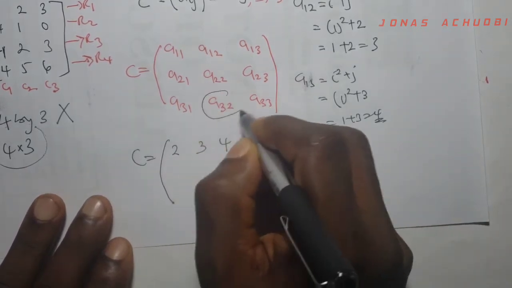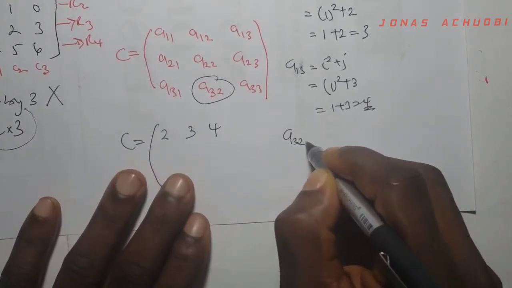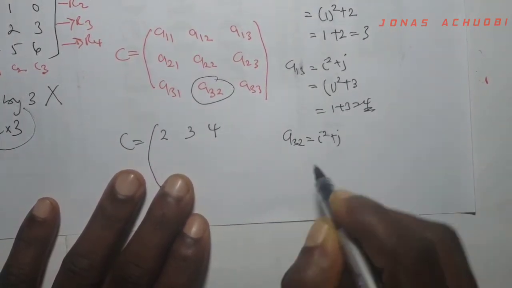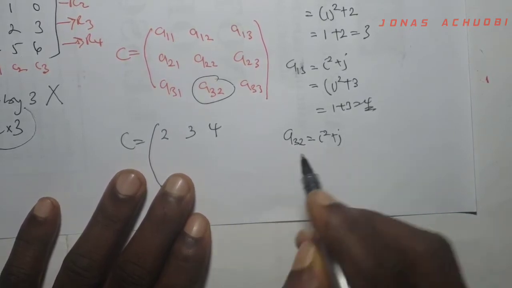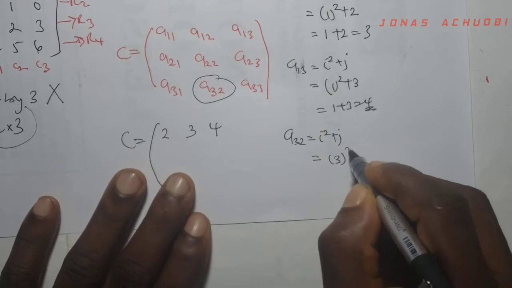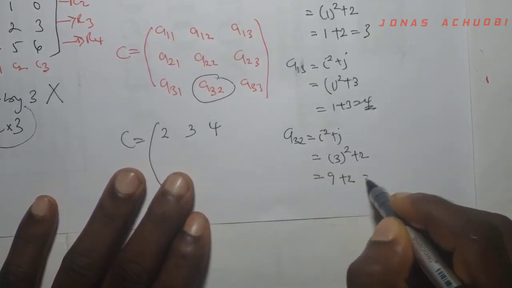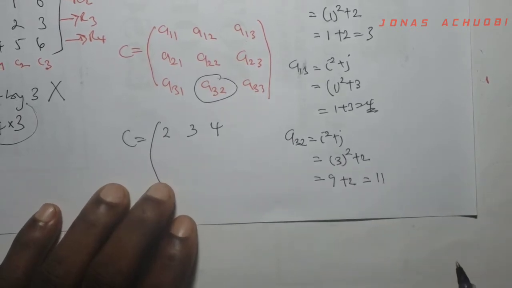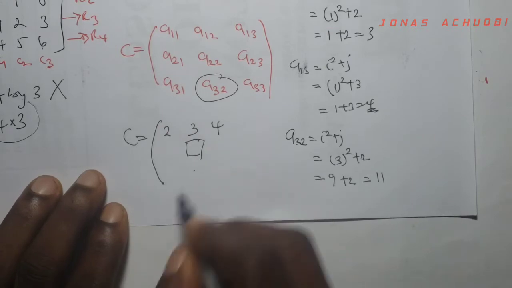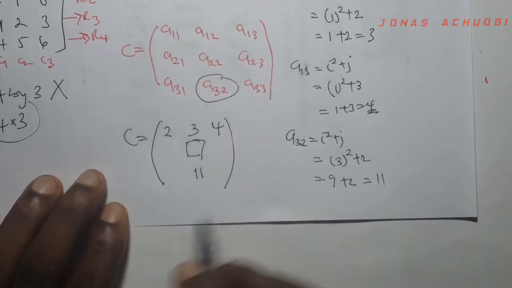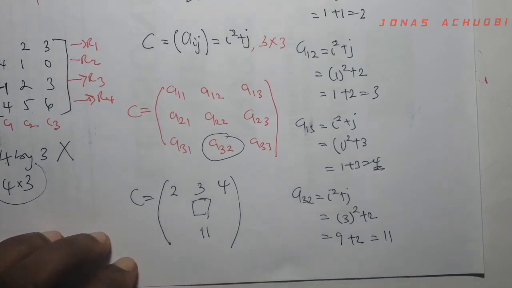Let us take one more. Let us check what the entry A32 will be. A32 means the entry in row 3 and column 2. So I now will be 3 and J will be 2. So that becomes 3 squared plus 2. Now 3 squared is 9, plus 2. So 9 plus 2 is 11. So the entry A32 is 11. With this, we can get all the entries of matrix C.